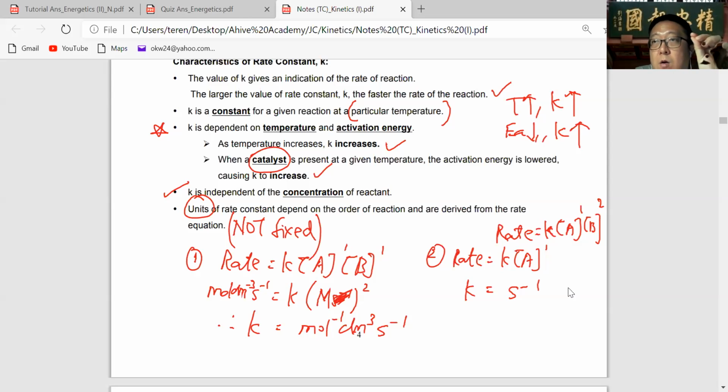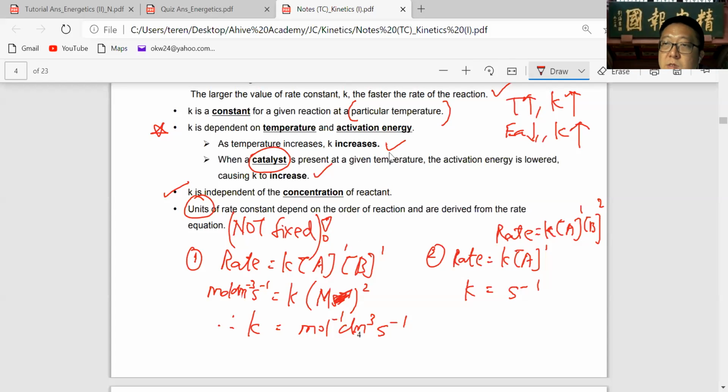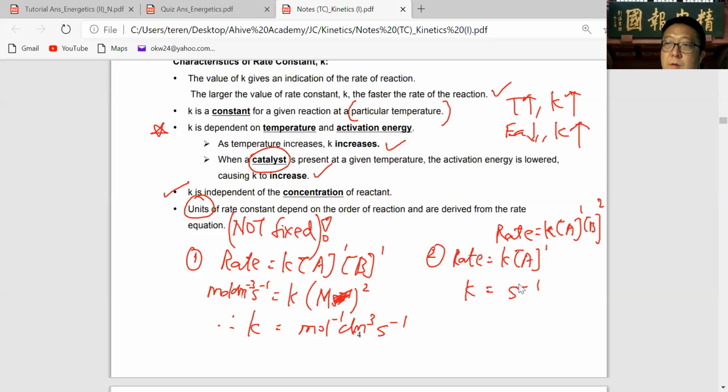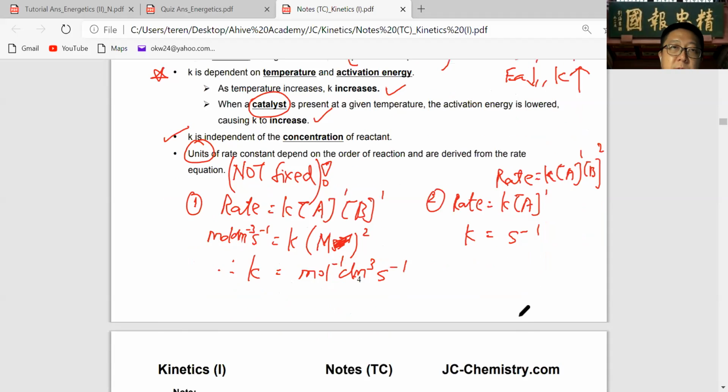So your K, your rate constant units, during the exam you need to determine or work out on the spot. Don't assume that it's always per second or mole per dm cube per second. It may not be. So this is something that you have to take note of. Work out the units of K. That's why I put down here not fixed. Read this whole sentence, just what I'm trying to say is the unit is not fixed. Any question? So I go on. Next one.